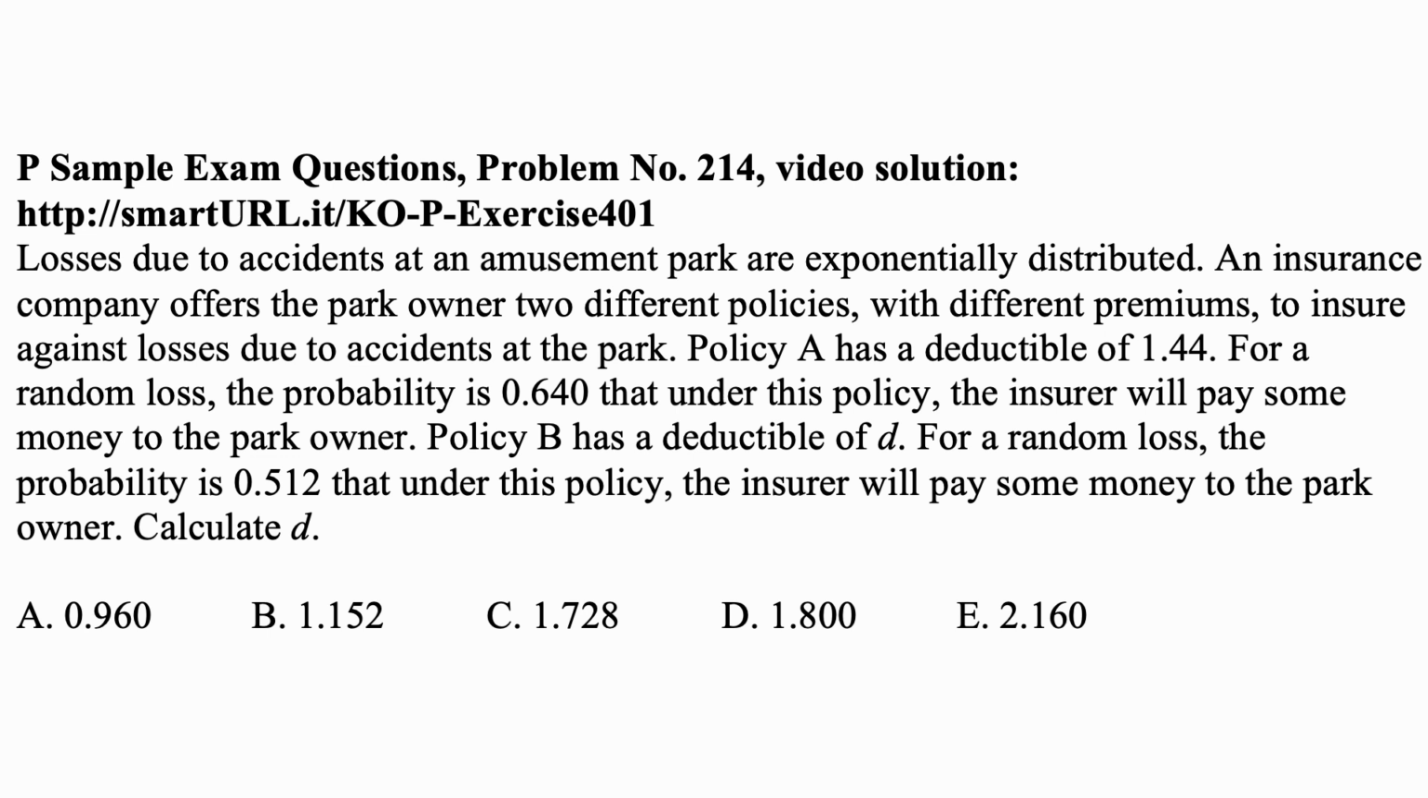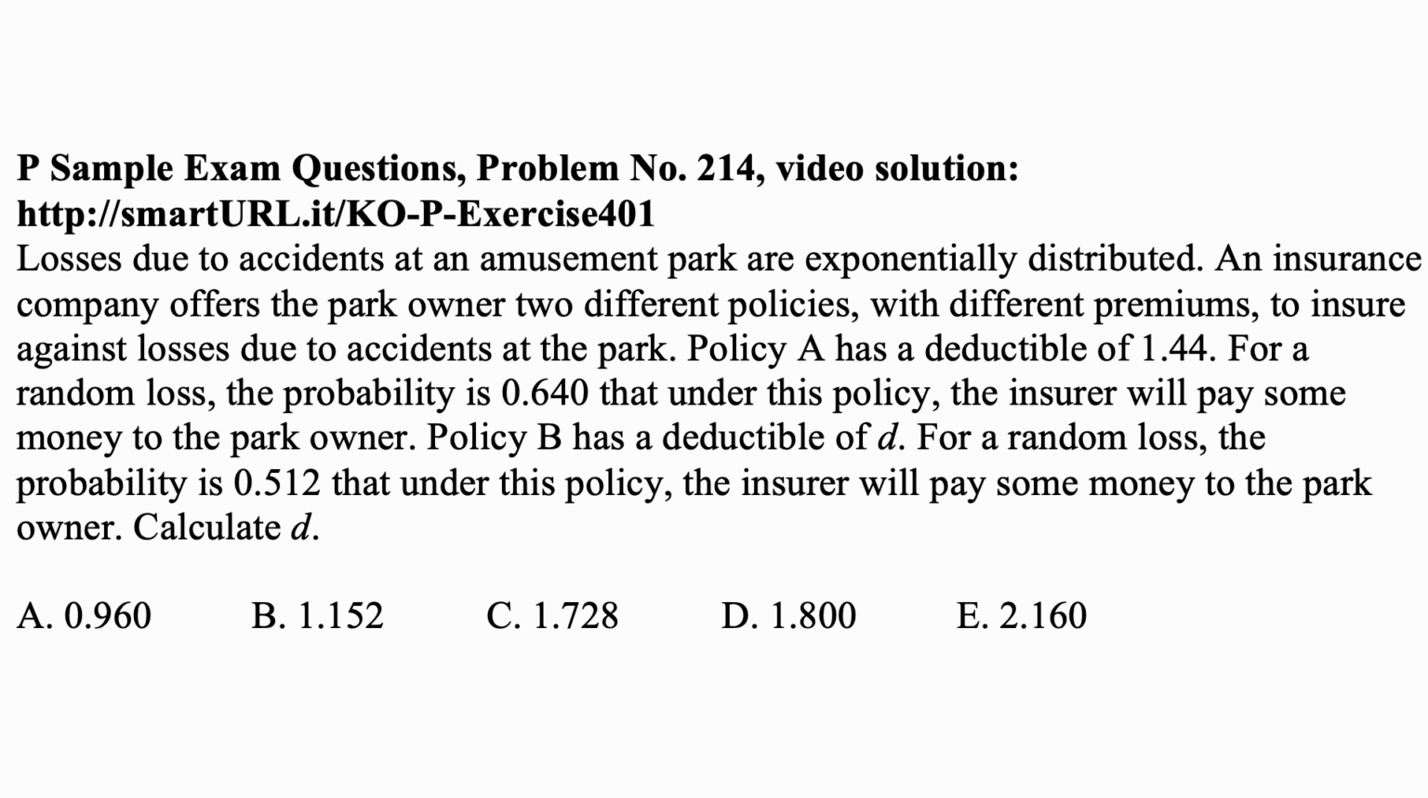Here's a problem for today for exam P on probability. Losses due to accidents at an amusement park are exponentially distributed. An insurance company offers the park owner two different policies with different premiums to insure against losses due to accidents at the park. Policy A has a deductible of 1.44. For a random loss, the probability is 0.640 that under this policy the insurer will pay some money to the park owner. Policy B has a deductible of D. For a random loss, the probability is 0.512 that under this policy the insurer will pay some money to the park owner. Calculate D.